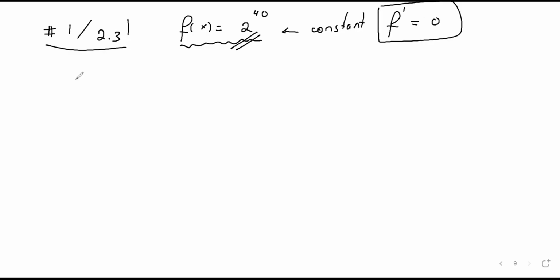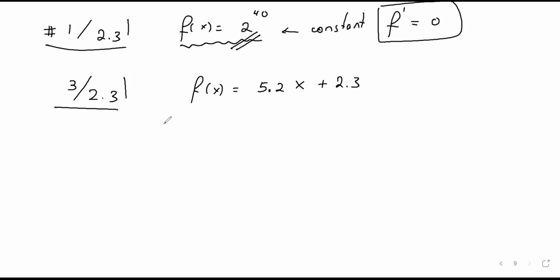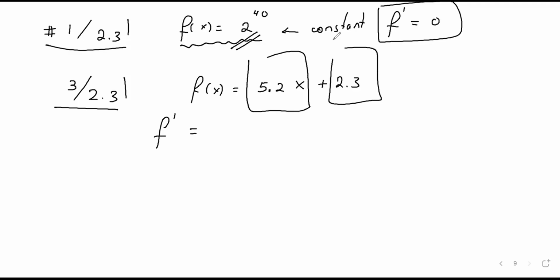Problem 3 of 2.3, f of x is equal to 5.2 x plus 2.3. All right, so for this problem you calculate the derivative and you are going to use the rules. So what did we say? First of all, we break this up, right? There's this quantity and this quantity, and we do the derivative of each, and then we add them up.